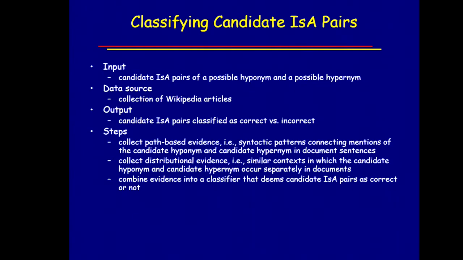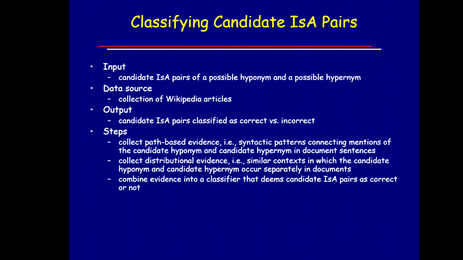For this, what they do is collect path-based evidence, which, as I revealed already, really is about how this hyponym and hypernym appear together in some document sentences, so that the sentences are indicative. As you were to read them, you could guess that this pair of hyponym and hypernym are really an ISA pair, as opposed to not. And then separately, they collect distributional evidence. In this case, as I said, these are the contexts in which the hyponym and the hypernym appear separately in different documents, in different sentences.